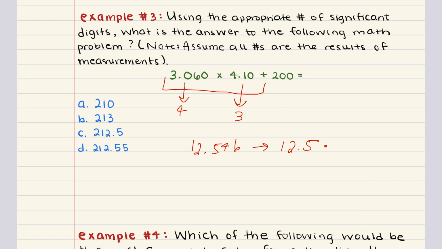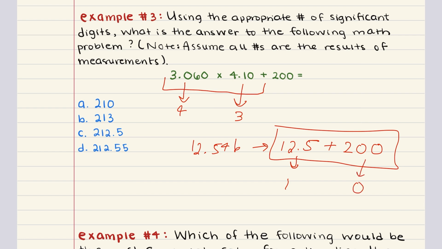So we have 12.5 plus 200. In addition and subtraction, the number of decimal places determines how we round the result. So specifically, the result must be rounded to match the smallest number of decimal places among the numbers being added or subtracted. Here, 12.5 has 1 decimal place. 200 is written without a decimal, so it has 0 decimal places. That means that the sum is going to be rounded to the nearest whole number.